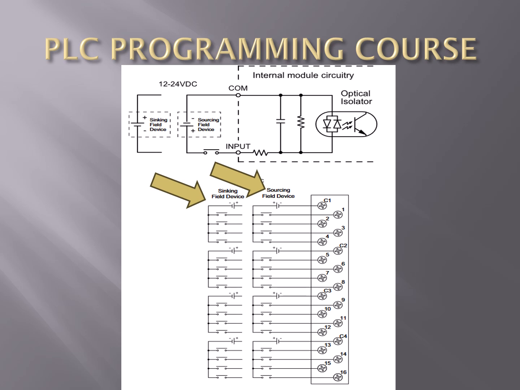On the left-hand side, you see a syncing field device, and you would see that everything is the polar opposite, where the positive is connected to C1, C2, C3, and C4 of the power supply. The negative is common to all the push buttons, and those push buttons, when pressed, would sync the voltage coming out of each input down to 0 volts.